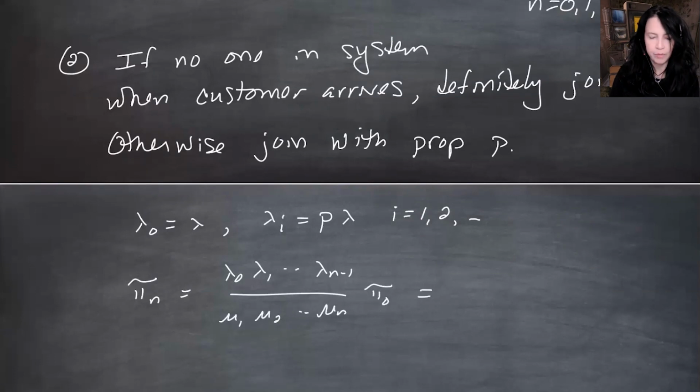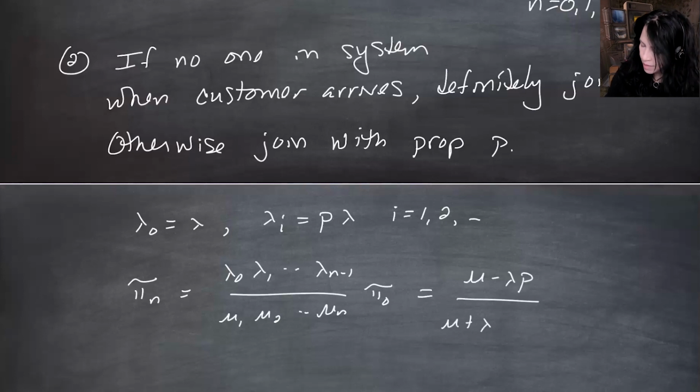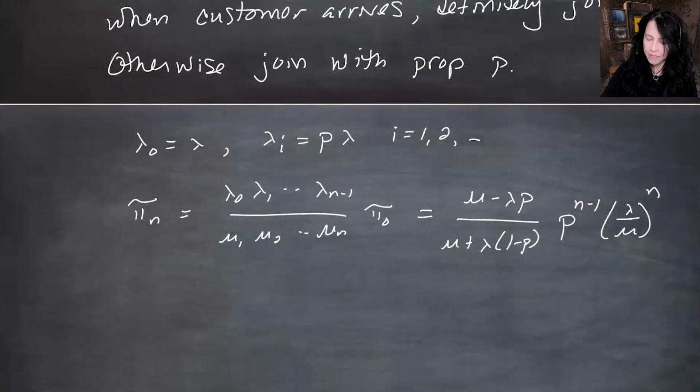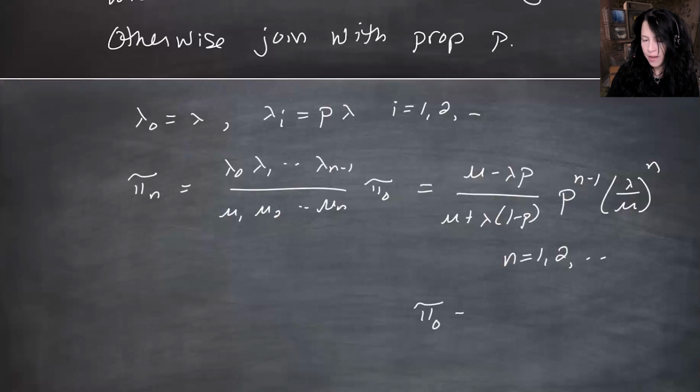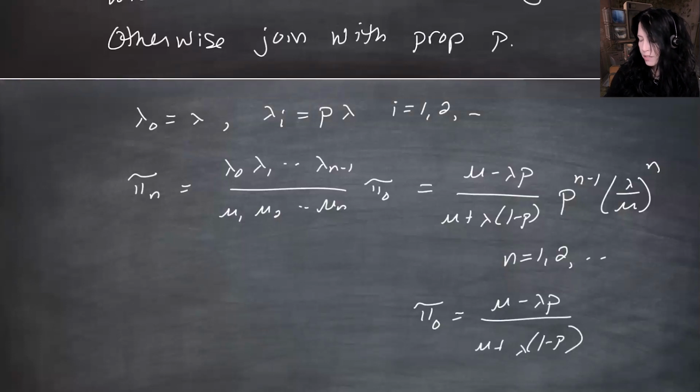I'm not sure if we finished it, but I think we did. We got mu minus lambda p over mu plus lambda times 1 minus p, times p to the n minus 1, times lambda over mu to the n. That held for n equals 1, 2 on up. This formula doesn't hold when n is 0. If you plug in n equals 0, we found our pi 0, and that was the coefficient, mu minus lambda p over mu plus lambda times 1 minus p. I don't want to redo that whole thing because I think we did it.